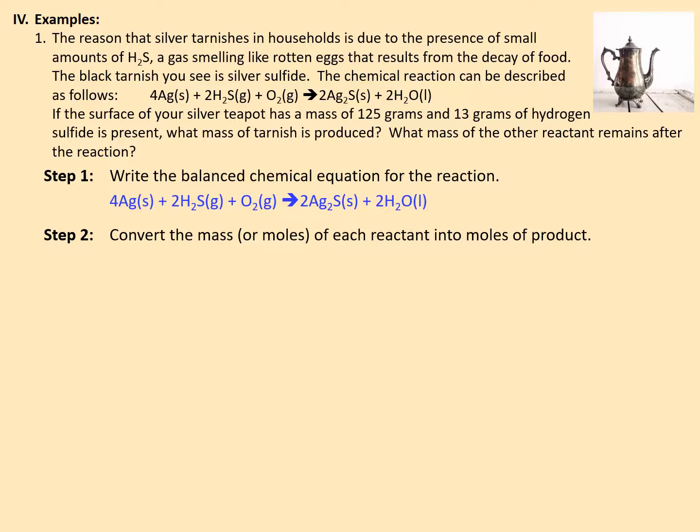We are given quantities of silver and quantities of hydrogen sulfide gas, in grams. Those masses of those reactants are given to us. So we're going to convert the mass of each of those reactants into moles of product, using some stoichiometry. So here, as we said in the previous slide, using this flow chart, the mass of each reactant, we will start with silver.